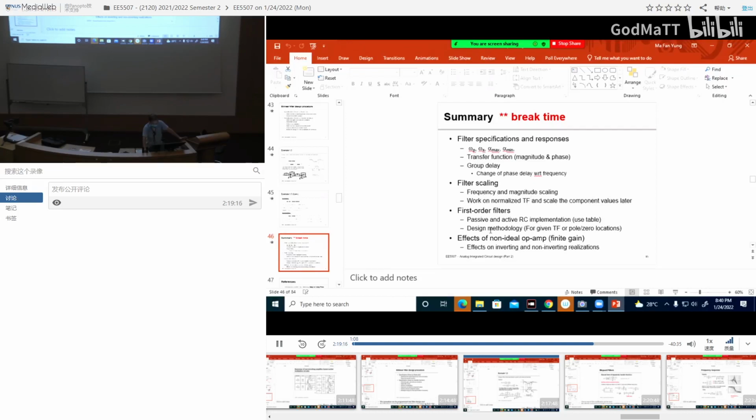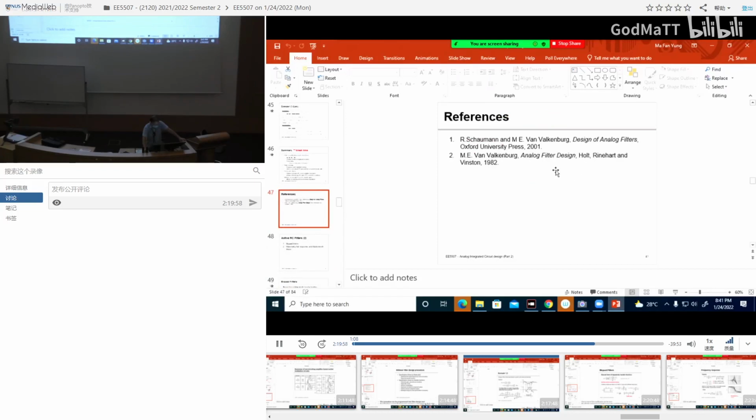So here we talk about two different types of first order filter, passive and active RC. You can use the table to see what kind of response we need. And then we use the design methodology for the given transfer function and the pole zero location. For first order, very simple: 1 zero and 1 pole. And then we have to consider the effect when my op-amp is not ideal. The non-ideal op-amp would cause some slight shift in your result, and we look at the effect on the inverting and the non-inverting circuit.